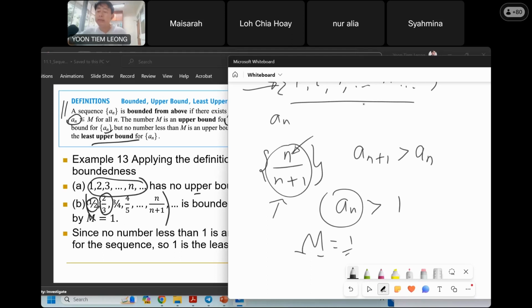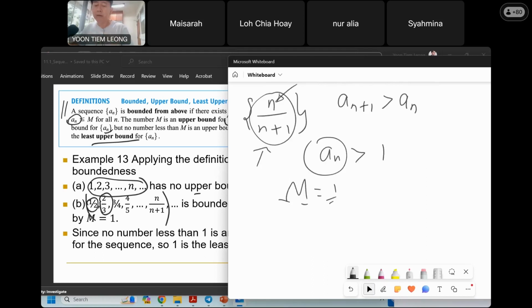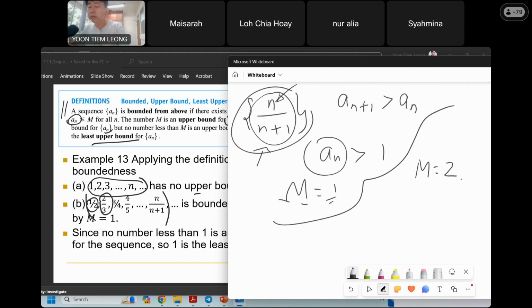So that is the idea of the upper bound. m equals 1 is an upper bound to this sequence. Now I ask you another question if you understand the idea of upper bound. Is m equals 2 an upper bound to the sequence? The answer is yes. m equals 2 is also an upper bound to the sequence because there's no an that is larger than 2 for all the n that are possible. Therefore, m equals 2 is also an upper bound.